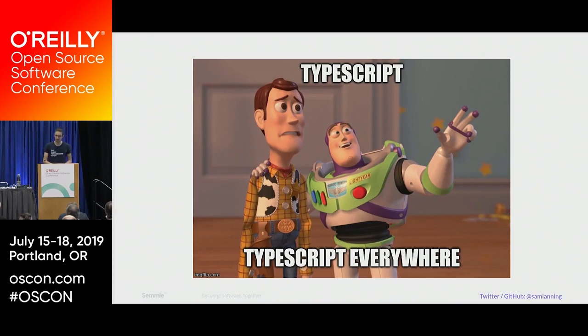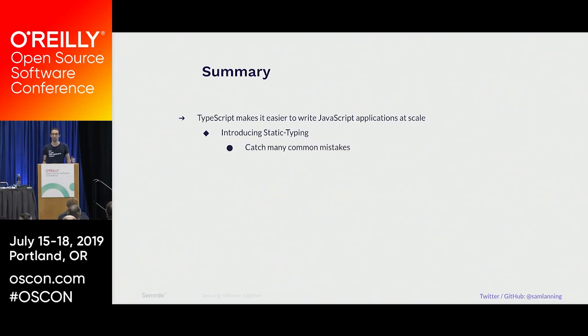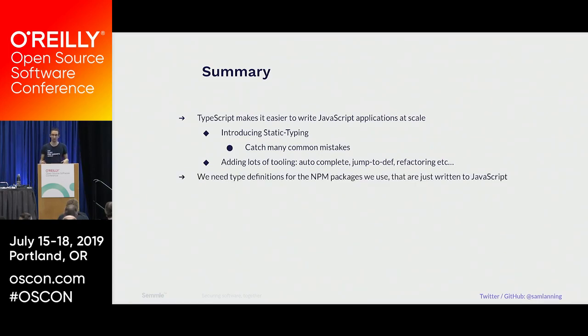Yeah, I think that's about it. We have some time for questions, but I'll give you a quick summary before I'm done. So TypeScript makes it easier to write JavaScript applications at scale by introducing static typing, which catches many common mistakes. It adds lots of tooling, like autocomplete, jump to definition, refactoring tools that make things a lot easier. If we want to use npm modules in our TypeScript projects, we need to have type definitions for those, because otherwise we're not going to get those guarantees all the way through our dependencies.